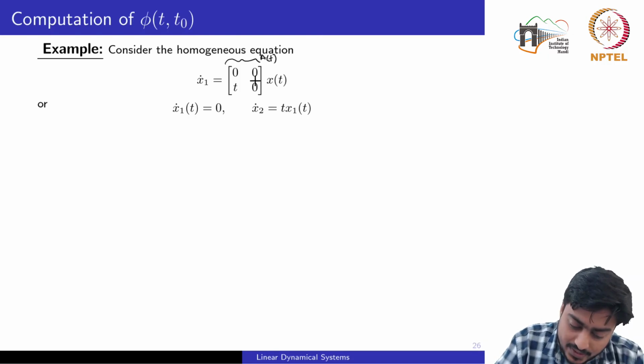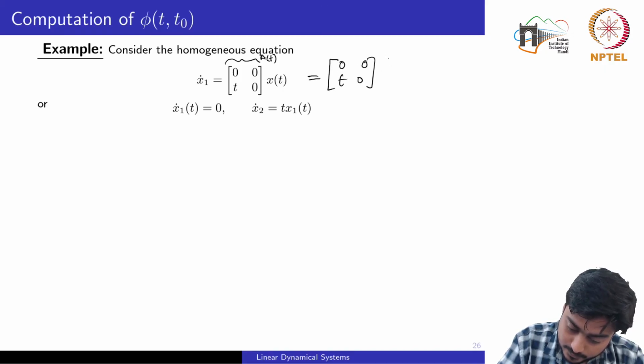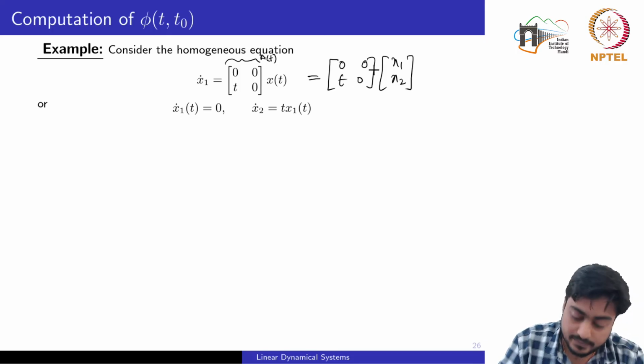Now I can write this complete state equation as two differential equations, that is x1 dot is equal to 0 because the first row is equal to 0, and x2 dot is equal to t into x1. So we can see in detail, let's write this x1 and x2. So this says that x1 dot is equal to 0 and x2 dot is equal to t into x1, right?